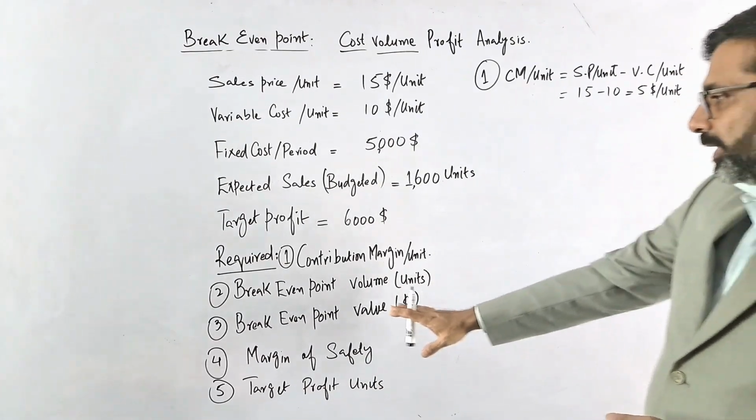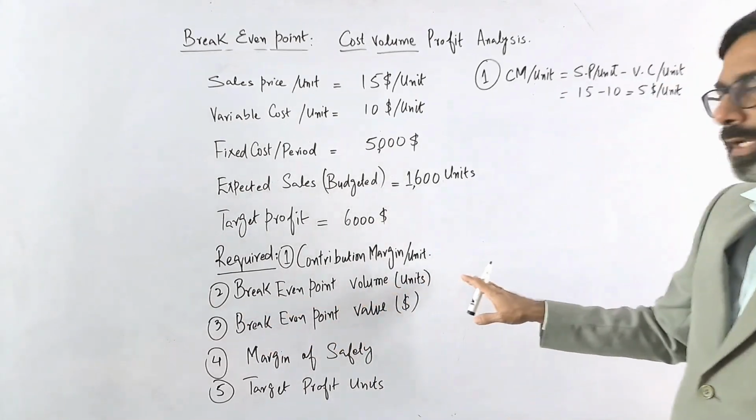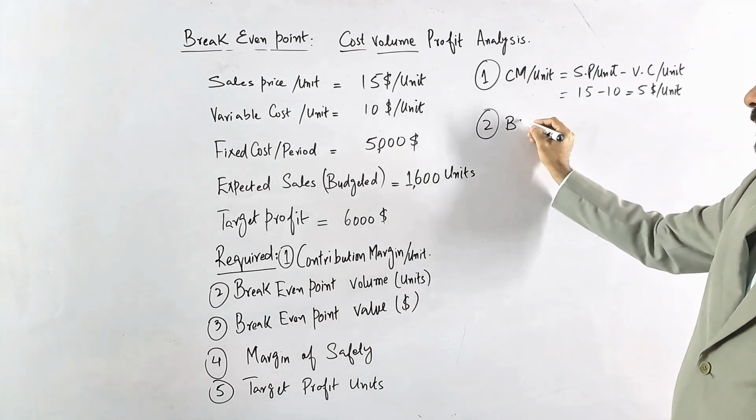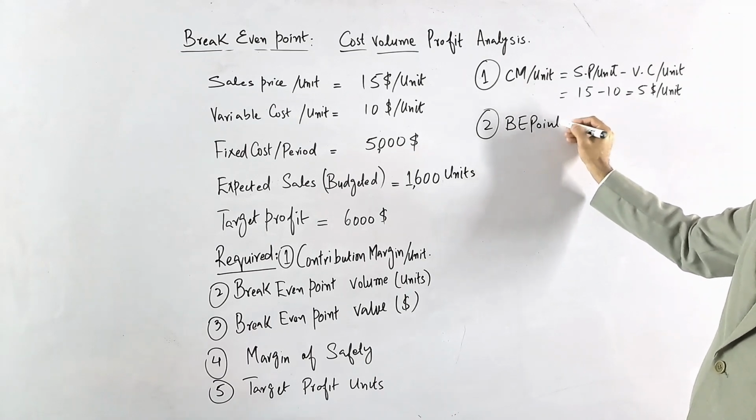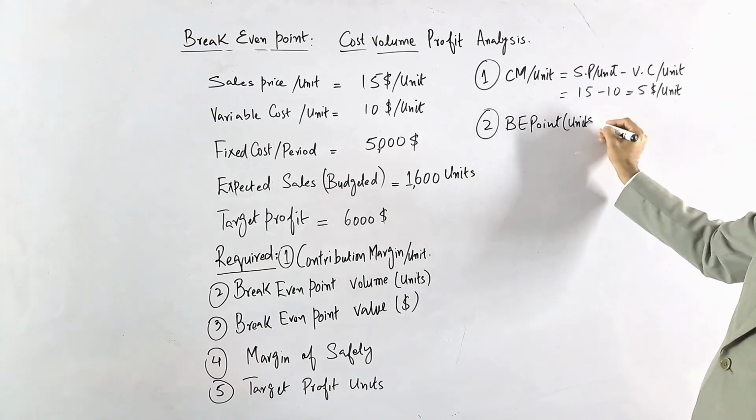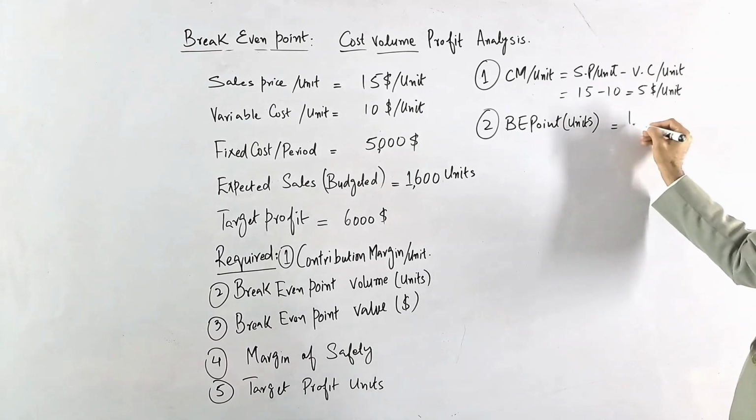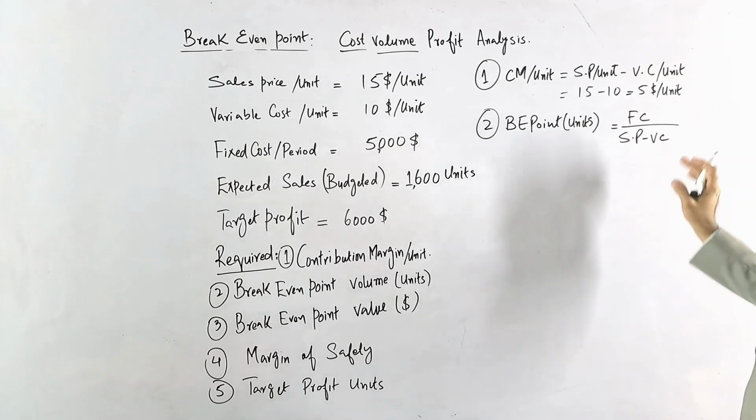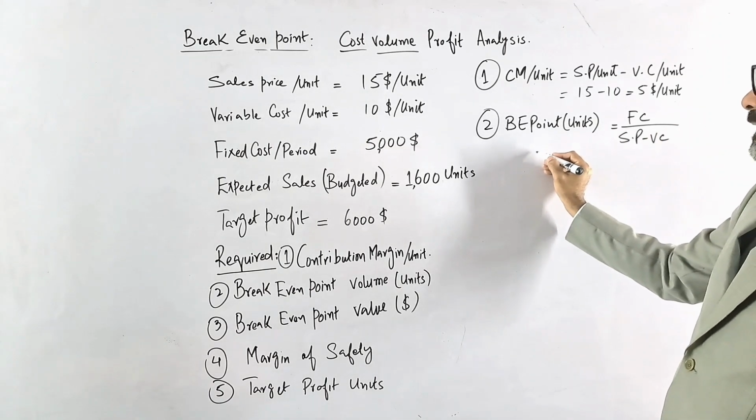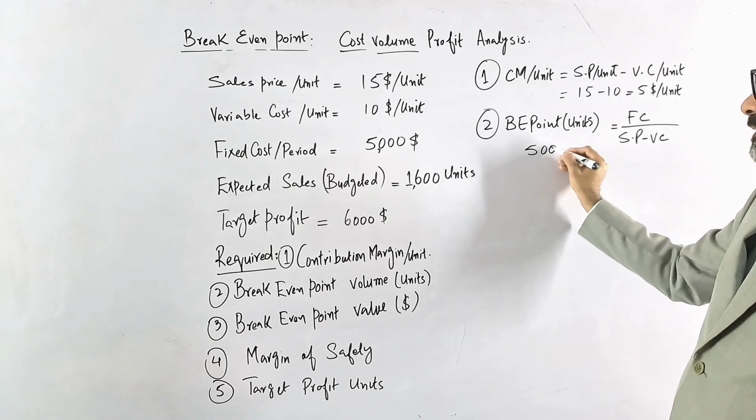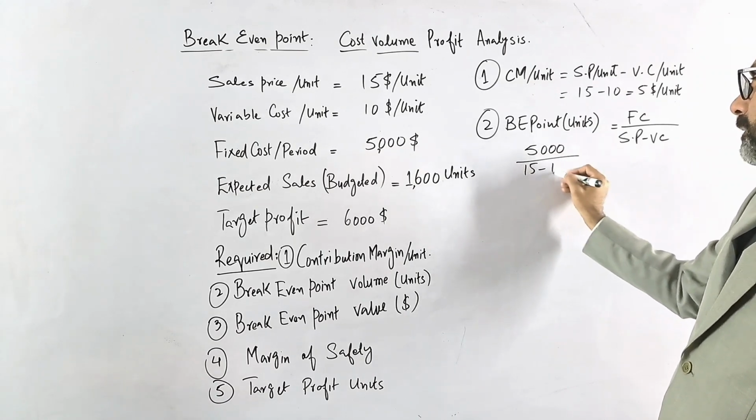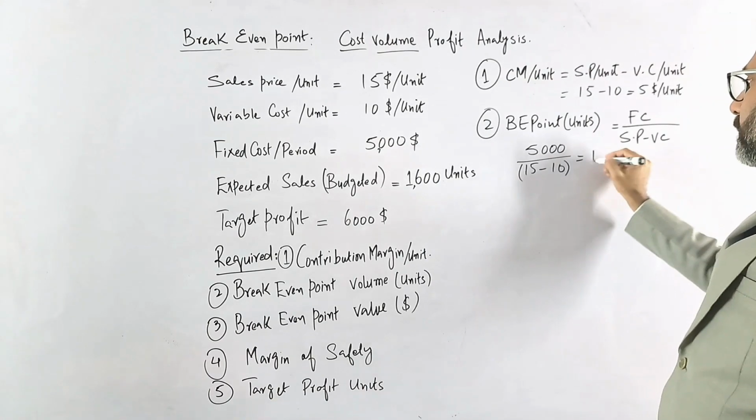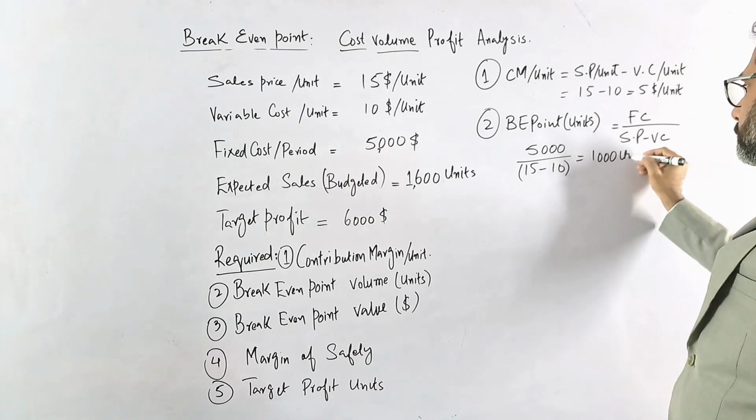Now the next thing we have to calculate is the break-even point in volume. I hope you remember the formula: the break-even point, calculated in units, is the fixed cost divided by the sale price minus variable cost. Very simple calculation: we have 5,000 divided by 15 minus 10. So the answer will be 1,000 units.